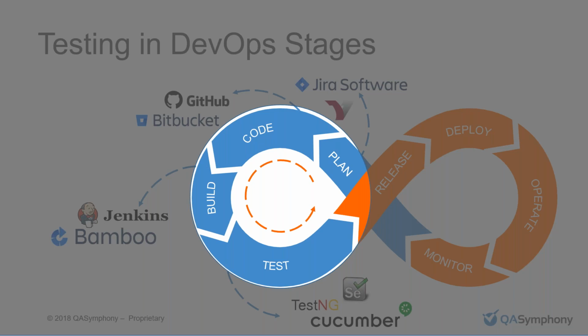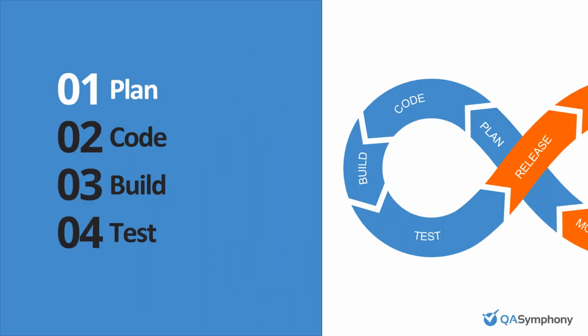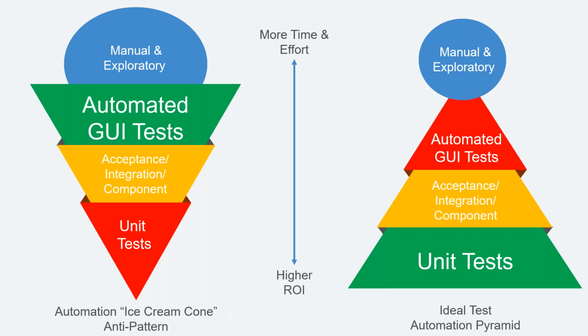Okay, all right, so let's get into it. So planning stage, let's talk about the planning. The planning stage really gets into multiple things. It gets into the user stories and how those connect. However, when it comes to testing, the planning that you need to be focused on is something that refers to this thing called the ideal test automation pyramid.